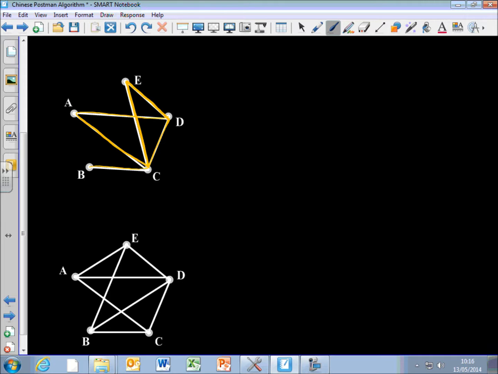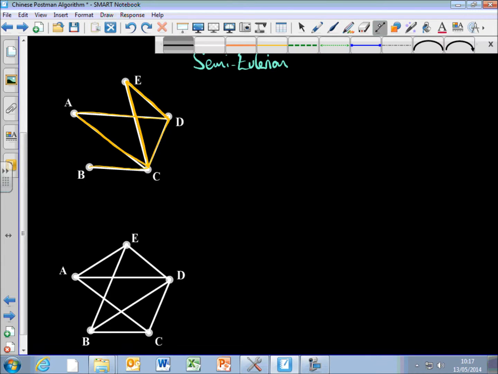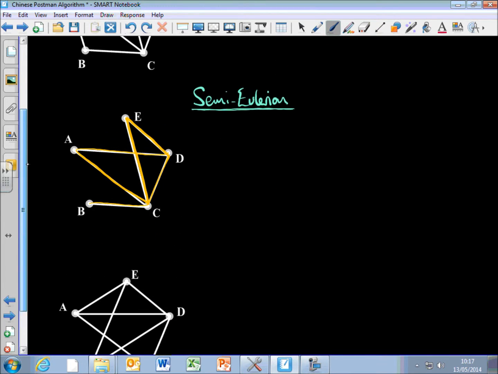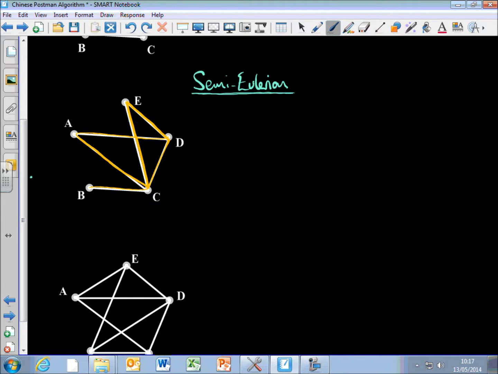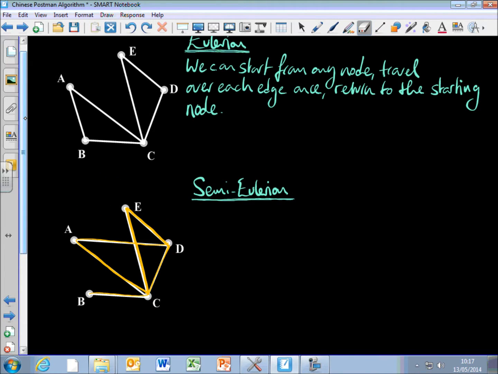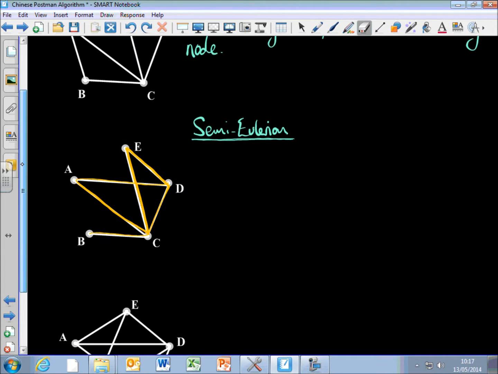Now this type of graph is called a semi-Eulerian graph. Because it seems that we can find a way through the network that only goes over every edge just once, but it seems to depend where we start. And we also didn't finish where we started. That's the other thing. On the graph above, we started at A, went around the whole network just once, and got back to A. Here I've managed to go over every edge, but I didn't finish where I started.